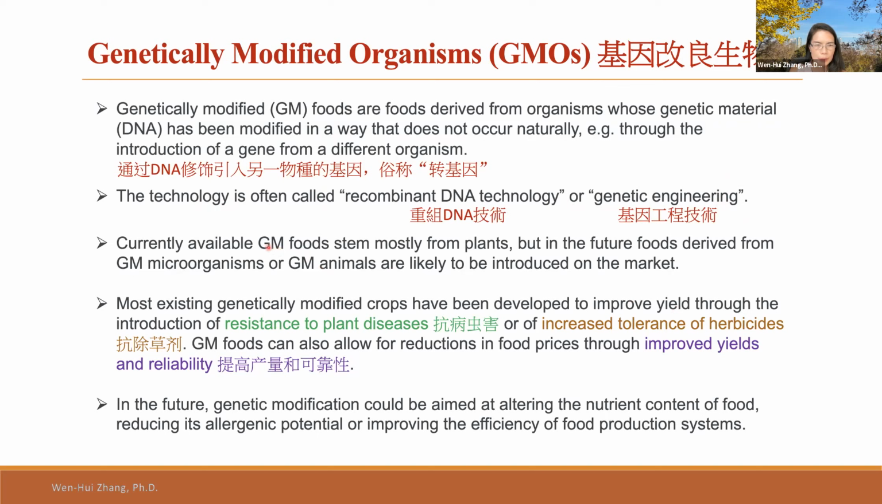Currently, the available genetically modified foods are mostly from plants. In the future, there may be some animals. So that's mostly to improve yield. The genetically modified crops are developed to improve yield by introduction of resistance to plant diseases and increased tolerance to herbicides, and probably improve yields and reliability.